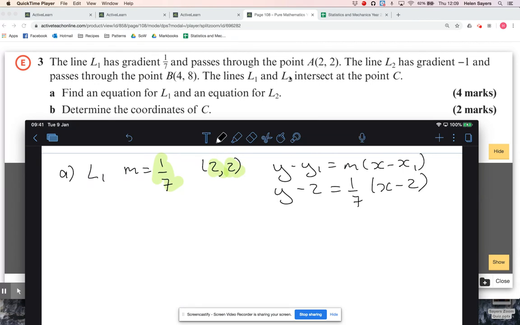So I'm going to multiply up by the 7, just because it then means I don't have to worry about fractions. So if I multiply up by the 7 from the denominator, then that just leaves me with a coefficient of 1 outside those brackets. And then let's bring everything over to the left-hand side.